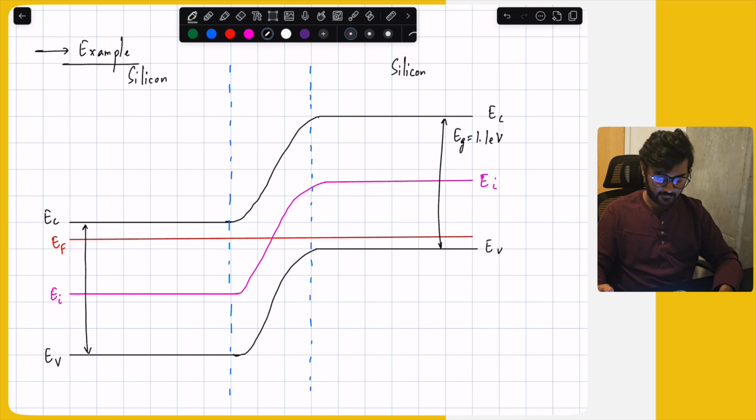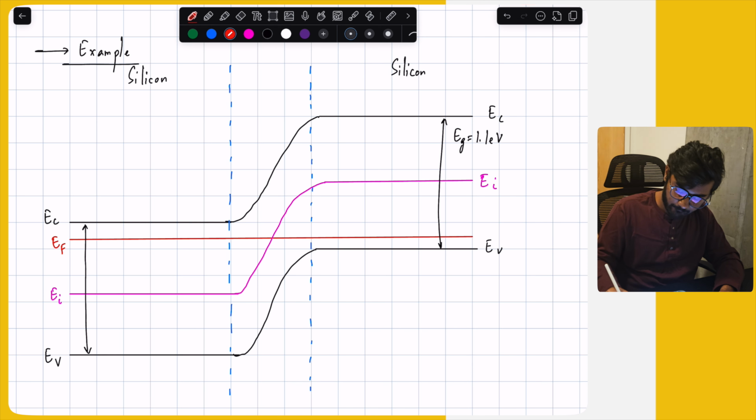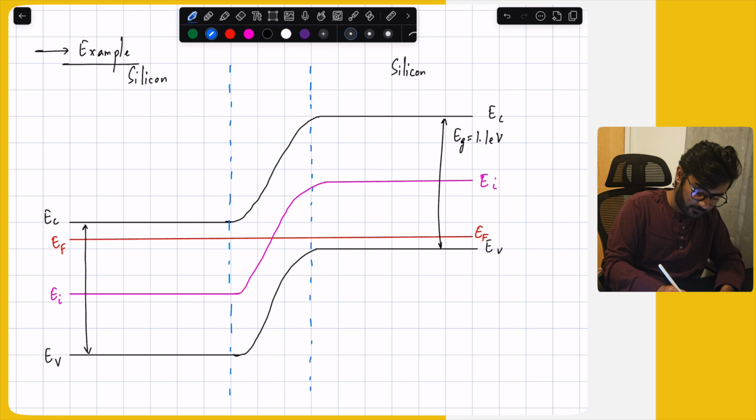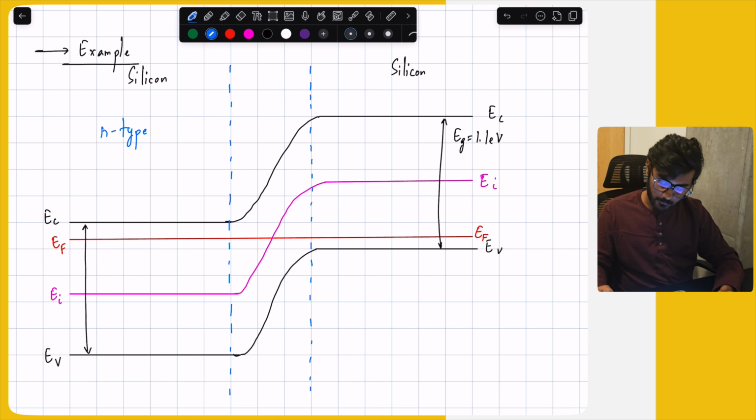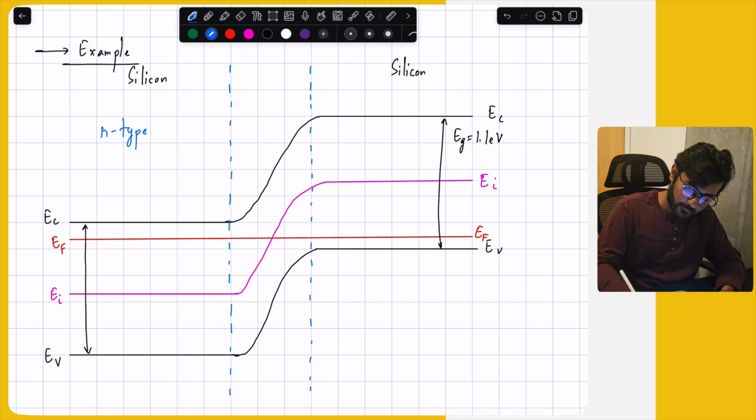Next we'll see what is the relative position of EF with respect to EI. We see that on the left, the EF is above EI, that means the majority carriers are electrons. So that means this is n-type silicon. On the other hand, on the right, we see that your EF is below EI. That means your majority carriers are holes. So that means this is p-type silicon.